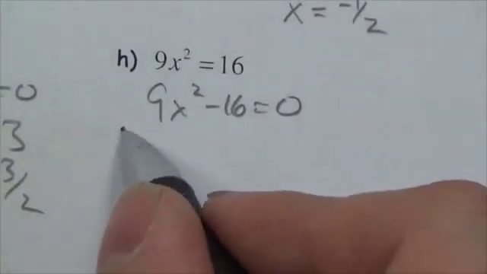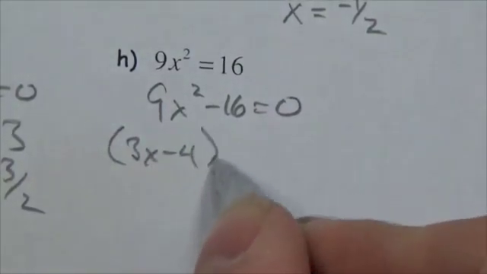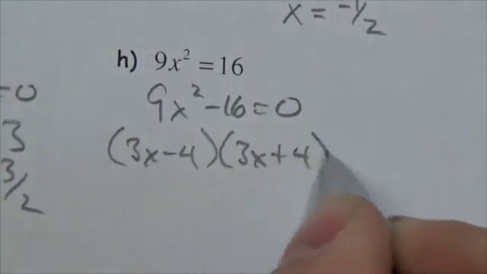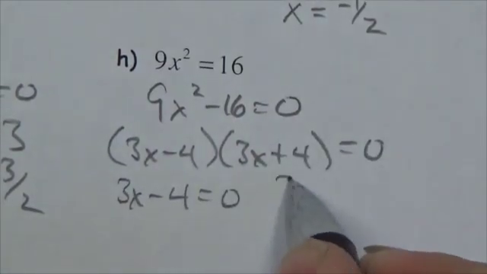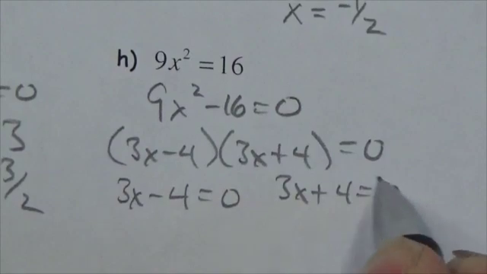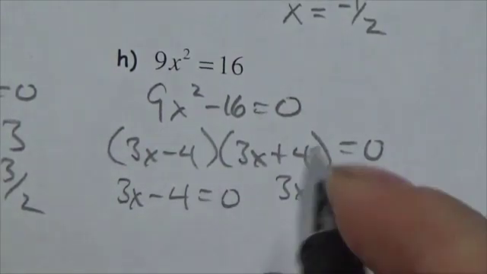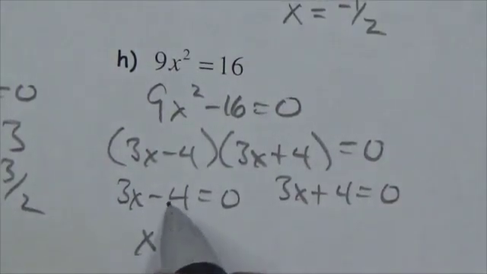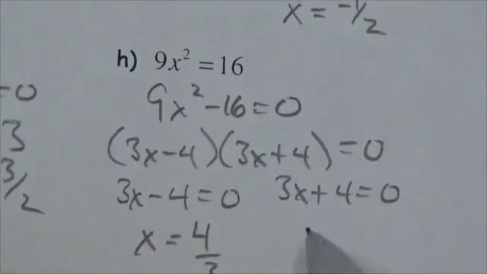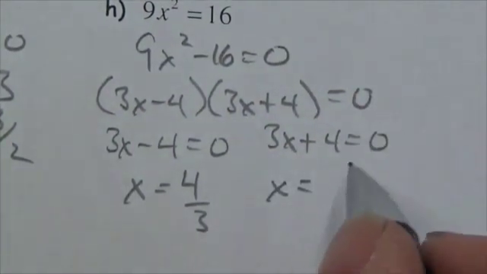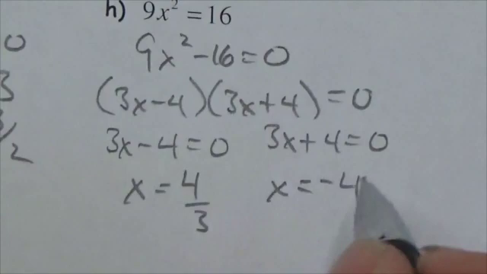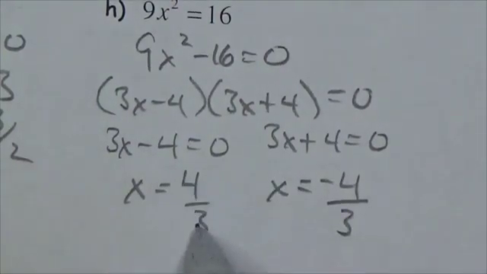And this is a difference of squares here, so I get 3x minus 4, 3x plus 4 equal to 0. So 3x minus 4 equals 0, or 3x plus 4 is equal to 0, and then bring over the 4, and then divide by 3. So that's going to be, first of all, 3x is going to equal positive 4, then divide by 3. Over here, when you bring over the 4, it'll become negative, because it's going to switch signs, and then I will divide by 3 again. So positive 4/3, negative 4/3.